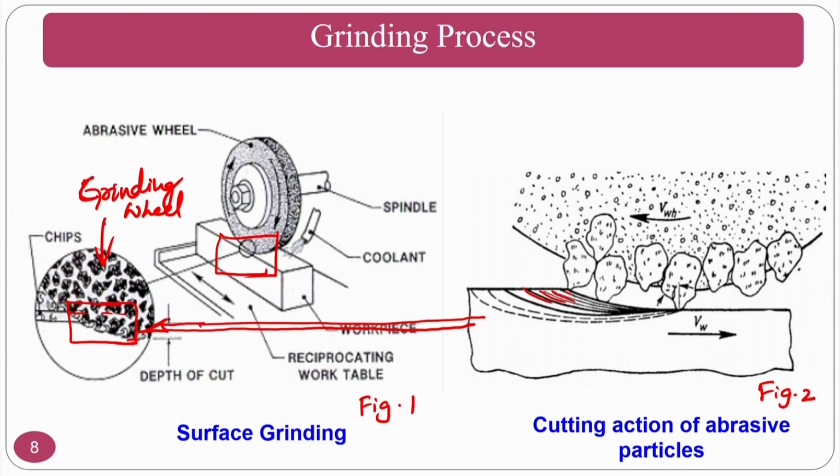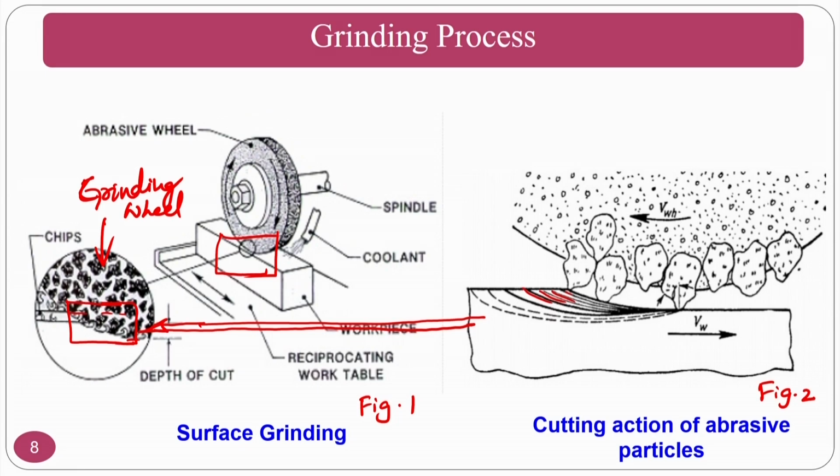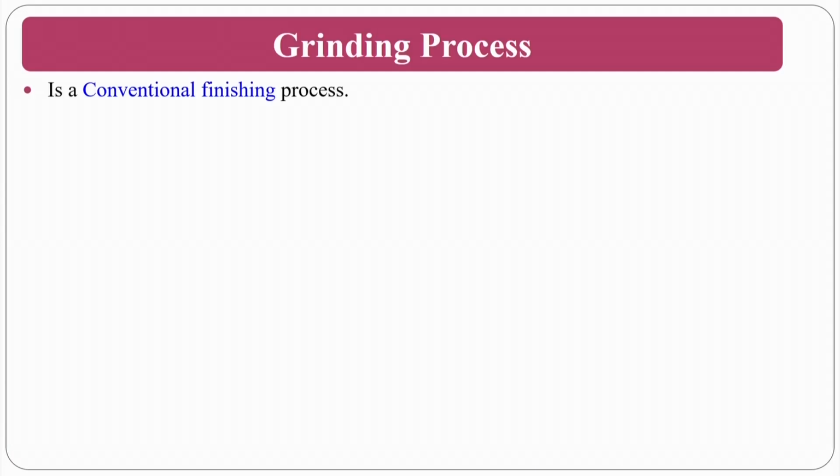This particular picture is figure 1 and this is figure 2. Figure 1 shows an overview of the setup in a schematic way, then a zoomed version of what is happening. If you zoom still further, you see figure 2. Now the cutting action of abrasive particles on a workpiece you can see in figure 2 in a gradual manner.